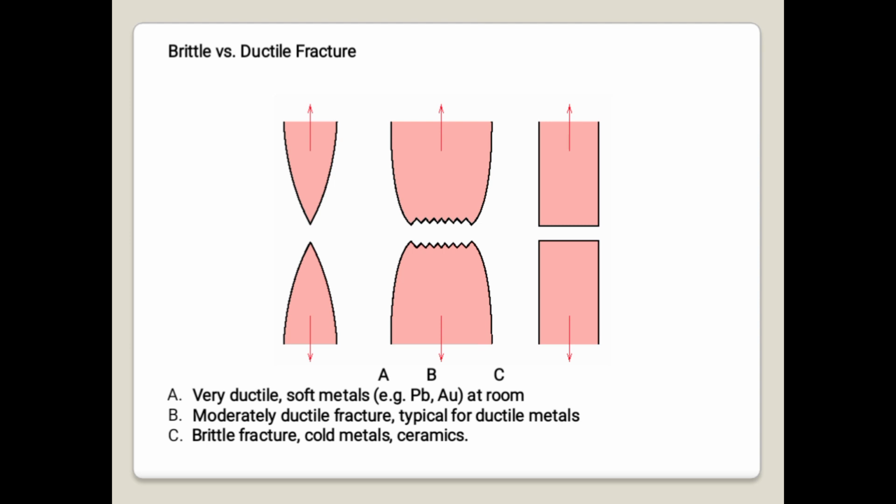Next, brittle versus ductile fracture. There will be a sudden fracture in the case of brittle, and in ductile fracture there will be a neck formation, there will be cracks and voids. After that only the component or the test specimen will fracture.